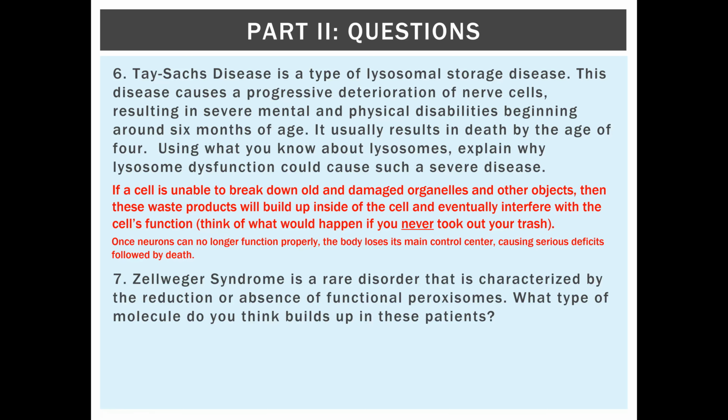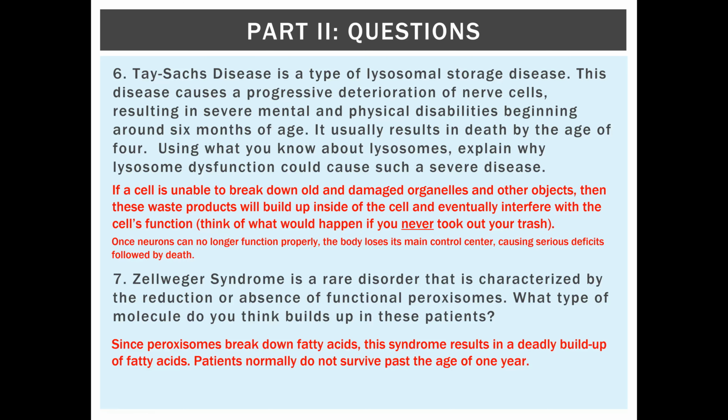Number 7, Zellweger syndrome is a rare disorder that is characterized by the reduction or absence of functional peroxisomes. What type of molecule do you think builds up in these patients? So what do peroxisomes break down? Peroxisomes break down fatty acids. So this syndrome results in a deadly buildup of fatty acids. This one is actually more lethal more quickly than the Tay-Sachs. Patients actually normally do not survive this one past the age of 1 year old. So without being able to break down those fatty acids, they build up quite rapidly.